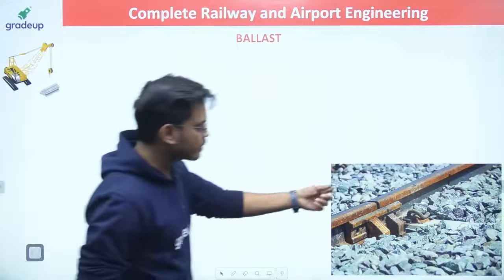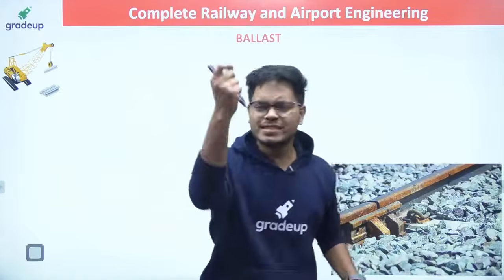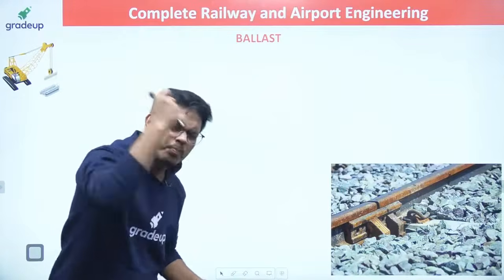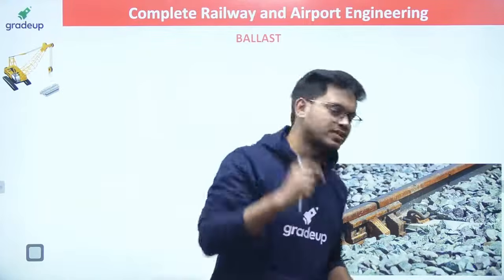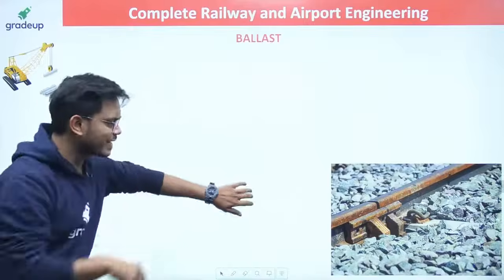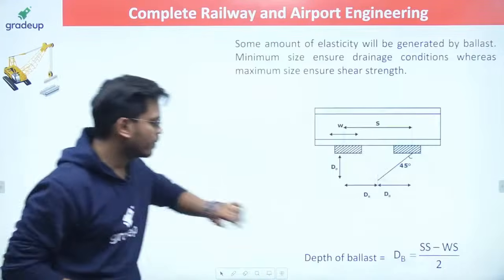This particular railway section. Otherwise, what will happen? The rigidity can cause so many accidents and so many failures, right? So that is why, just to provide the flexibility. We are not going to go inside this. I just wanted to tell you this is the ballast.